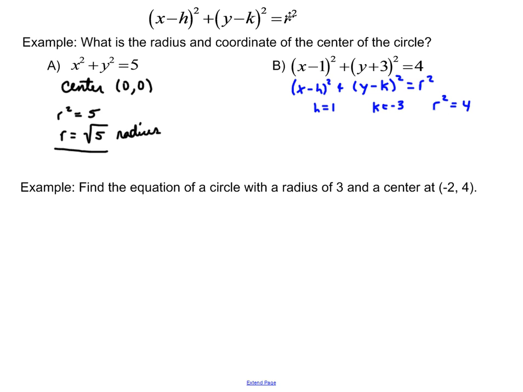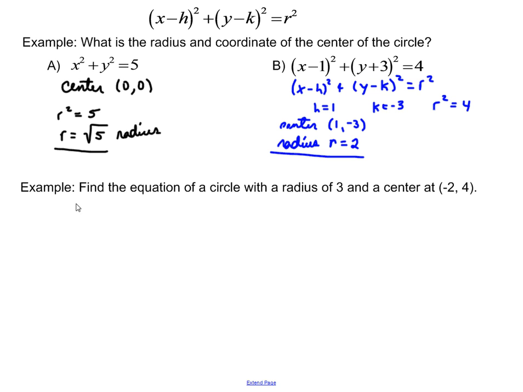So what could we say? Our center will be located at the point 1 for x, negative 3 for y, and our radius will be equal to 2. Makes sense? So far it should.